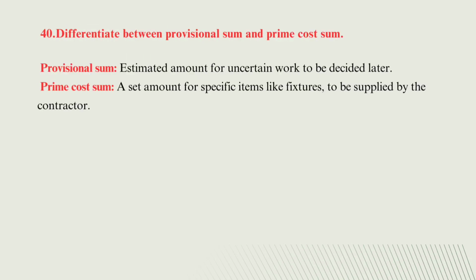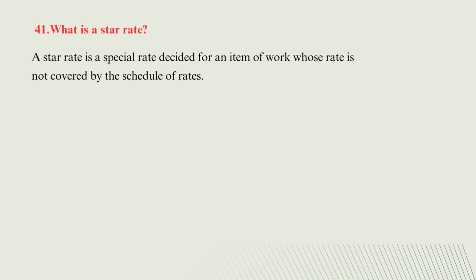Now the next is, differentiate between the provisional sum and prime cost sum. Provisional sum is the estimated amount for the uncertain work to be decided later. But the prime cost sum is a set amount for the specific item like the fixtures to be supplied by the contractor. The next is, what is a star rate?